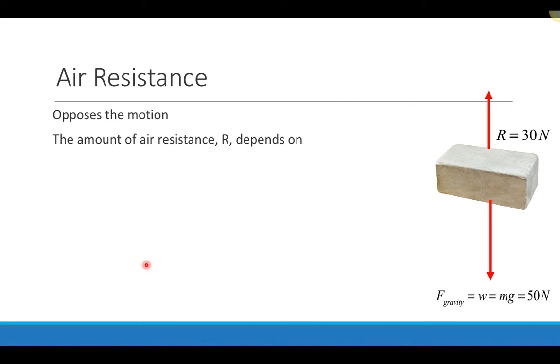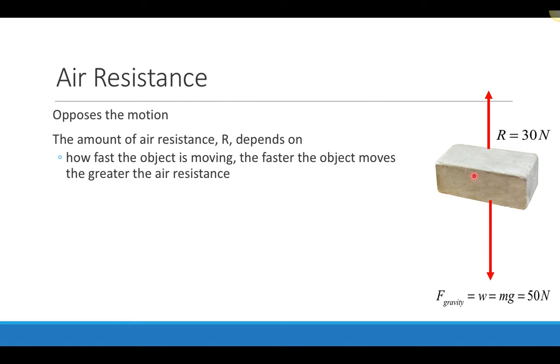But what happens if there is air resistance? So air resistance is a force that opposes the motion. And so here's an example picture of my brick where my force of gravity is acting down and I have some air resistance acting up, and this brick is actually in motion falling down. So the amount of air resistance depends on how fast the object is moving. So the faster the object moves, the greater the air resistance is.